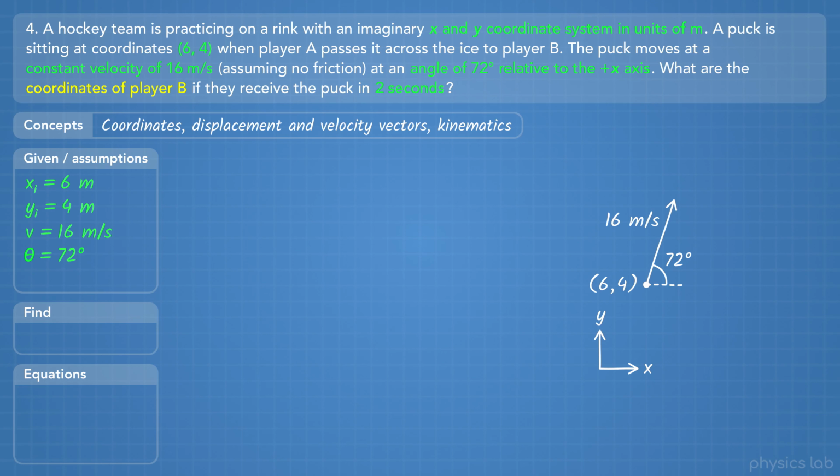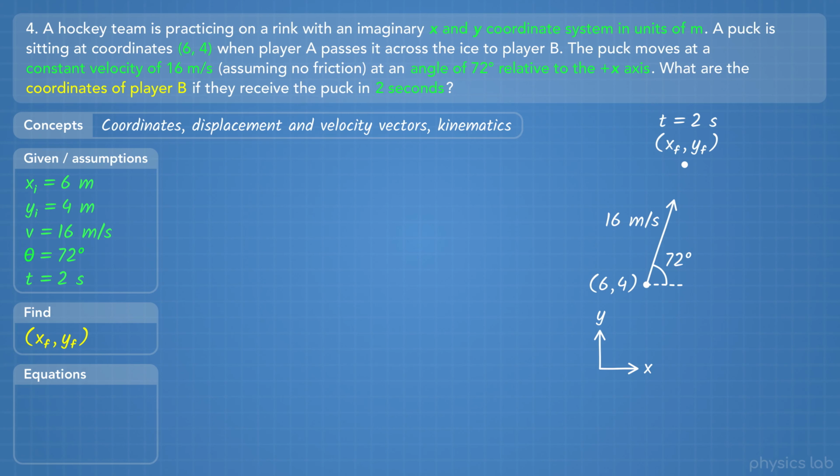The problem is asking us to find the coordinates of player B, who receives the puck in 2 seconds. So the problem is basically saying if the puck has this initial position, then moves at this velocity, what's the position of the puck after 2 seconds? So let's draw a second dot for the final position of the puck, where player B is, and write down that we're trying to find its coordinates, x final and y final.